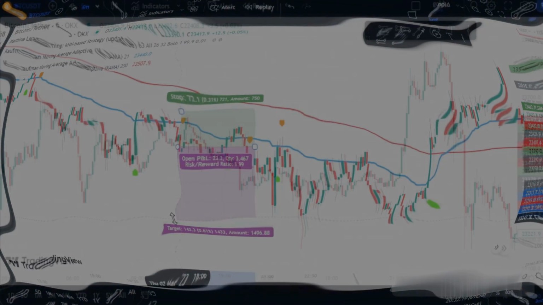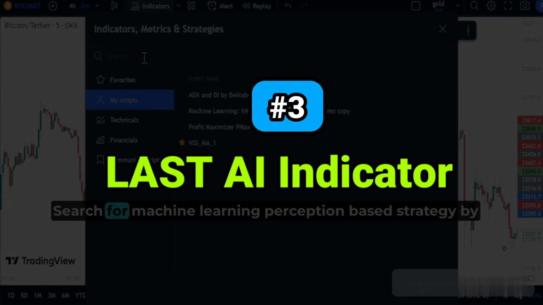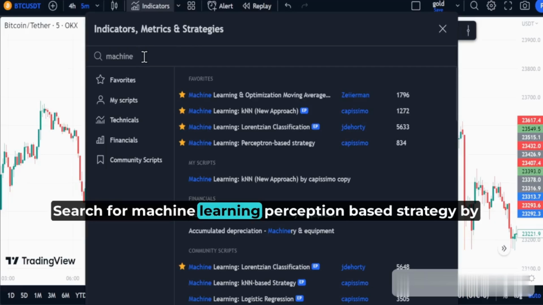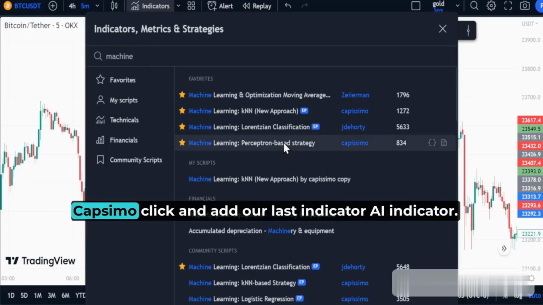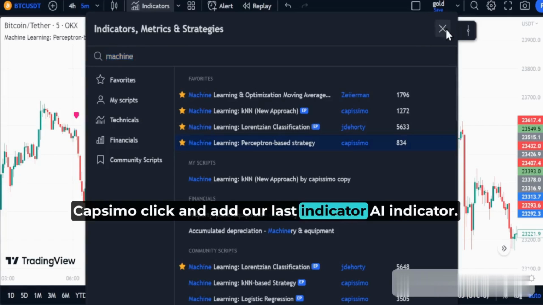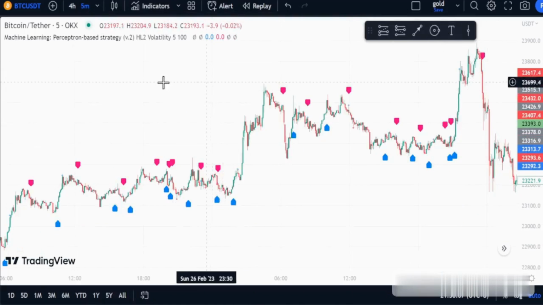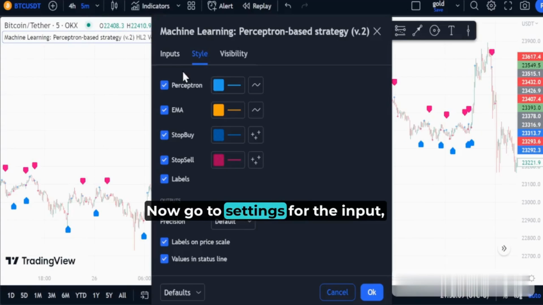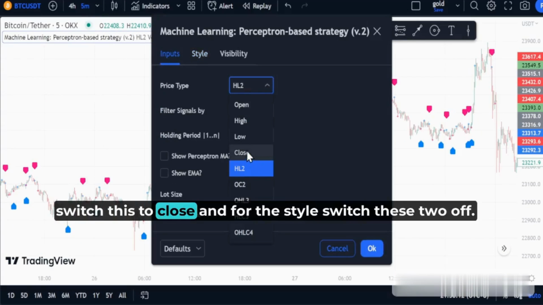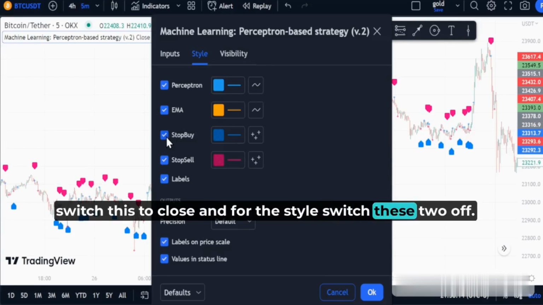Up to you. Go to the indicator tab, search for Machine Learning Perceptron Based strategy by Capissimo. Click and add our last AI indicator. Now go to the settings. For the input, switch this to close, and for the style, switch this to off.